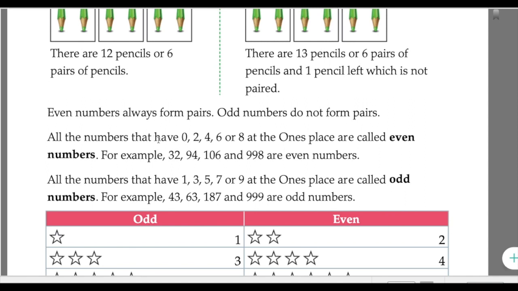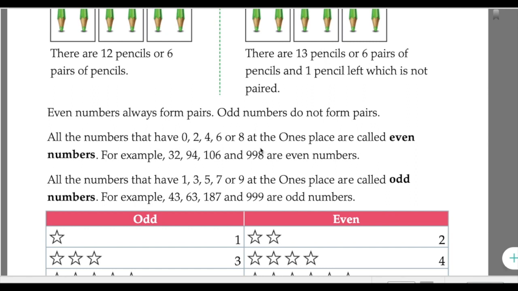All the numbers that have 0, 2, 4, 6 or 8 at the ones place are called even numbers. For example, 32, 94, 106, 998 are even numbers. Why are they called even numbers? Because in 32, the ones place has 2. 2 is an even number. In 94, in ones place we have 4. 4 is an even number. 106. In ones place we have 6. 6 is also an even number.